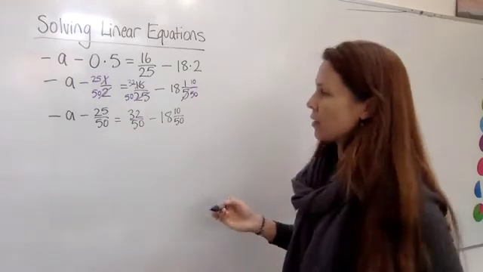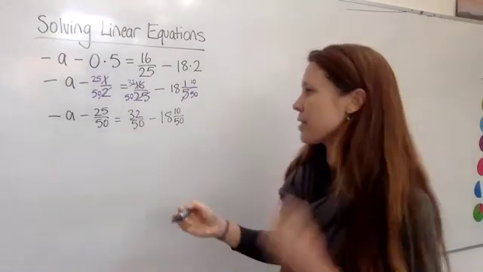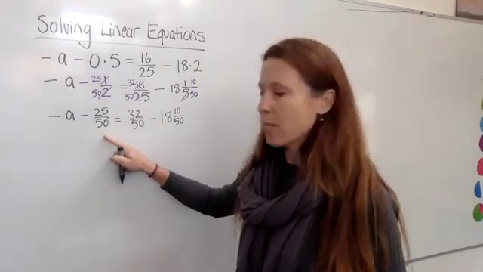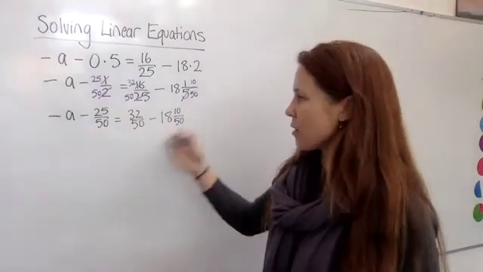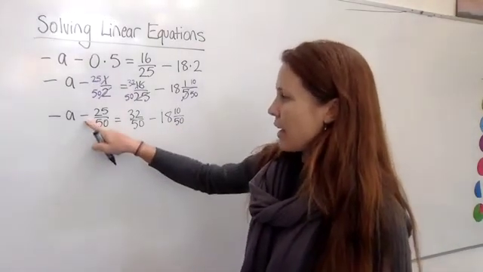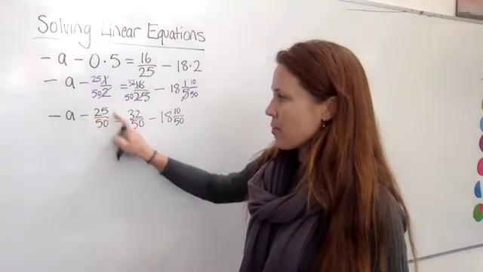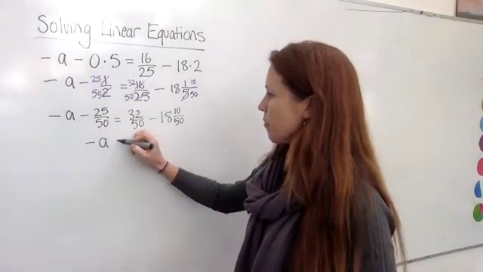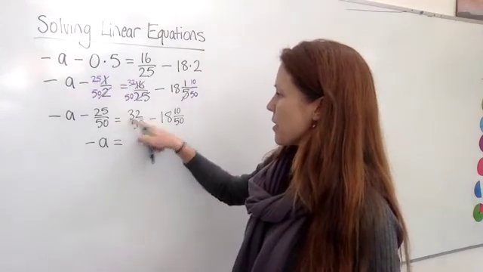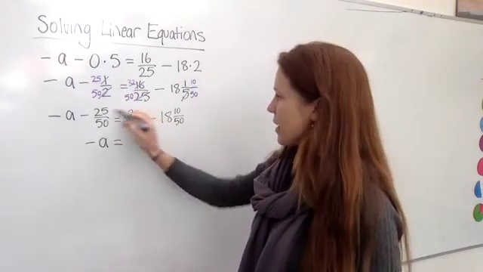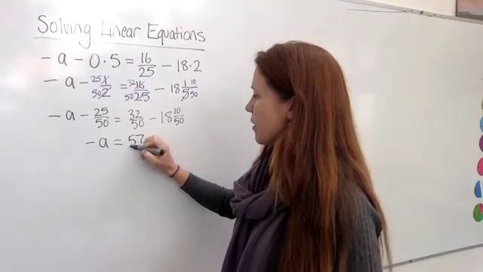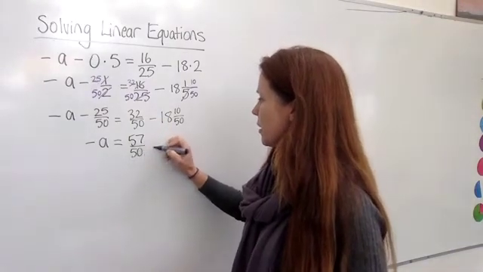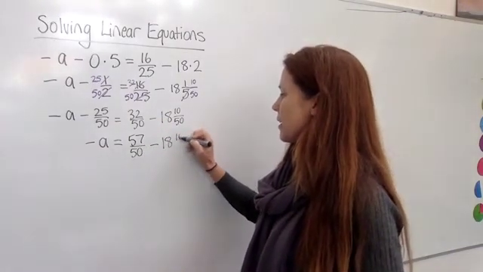Okay, next thing I think I might do is add 25 fiftieths to both sides. There's lots of things you could do next, but I'm just picking something. By adding 25 fiftieths, that'll disappear this minus 25 fiftieths from this side, and I'll just have minus A. And if I add 25 fiftieths here, I can very easily add these and get 57 fiftieths minus 18 and 10 fiftieths.